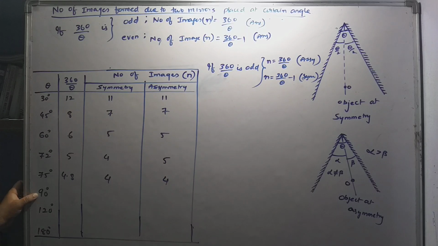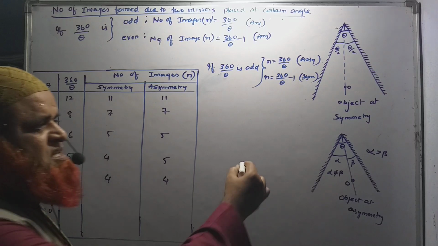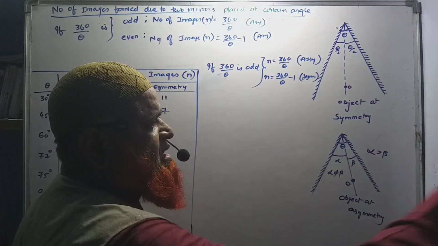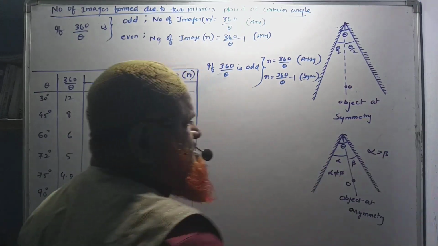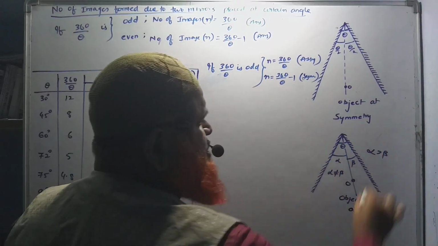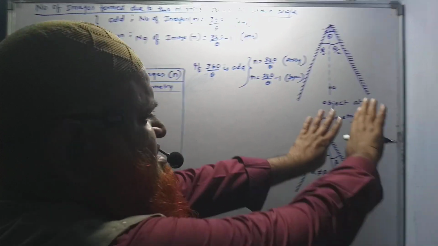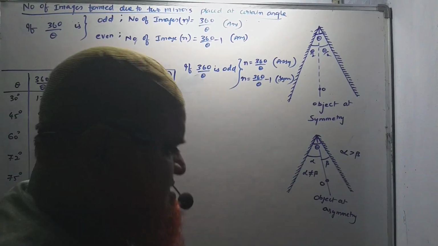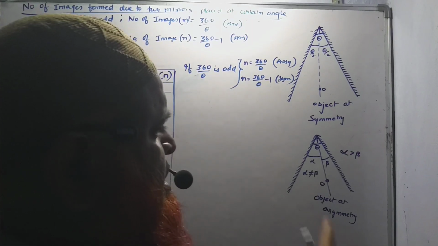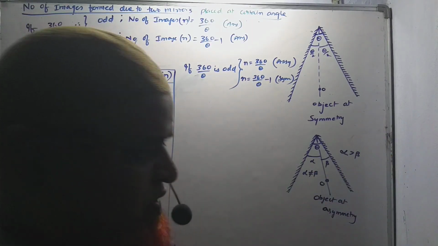Once again, 90: if you consider 90, that means this is just like adjacent sides of a wall. If you place one mirror on this wall and the other mirror on this wall, exactly the angle is going to be 90 degrees. Let us imagine that you have placed the mirrors on both sides of the walls and you are standing exactly at the middle of the wall. How many images can you see? Let us find out.